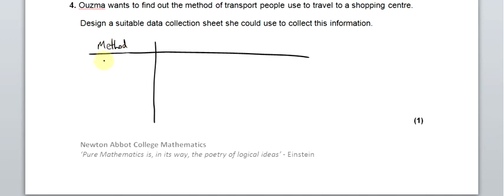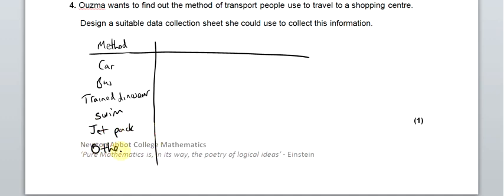So what could you have? Car, bus, train, dinosaur, what else could you have? Swim, it's been raining a lot. Any other ideas? Jetpack. Okay. Probably need to be safe and say other as well, just in case.